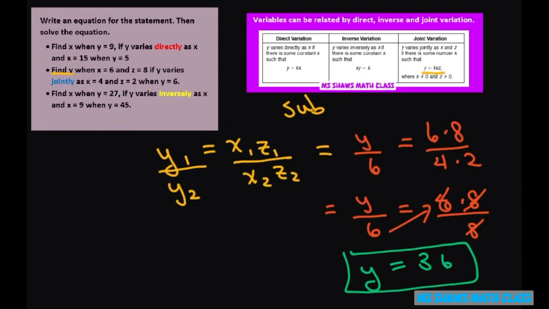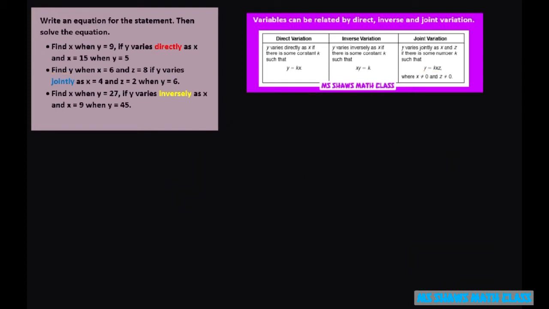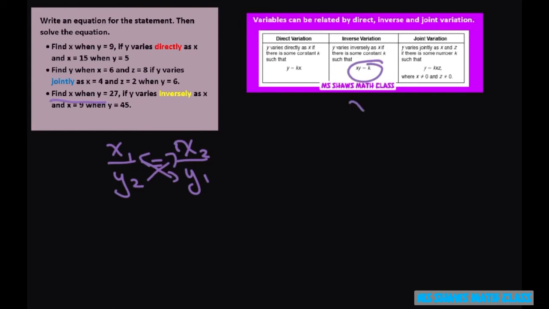Inverse is the harder one. And the way you set it up is, we're looking for x. So if you do x sub 1, then usually you would have the y sub 1, but we're going to put the y sub 1 here, and then y sub 2 here, and x sub 2 here. These two get reversed because for inverse variation, if you're solving for x, that would be k divided by y sub k. All right, so it gets flipped.